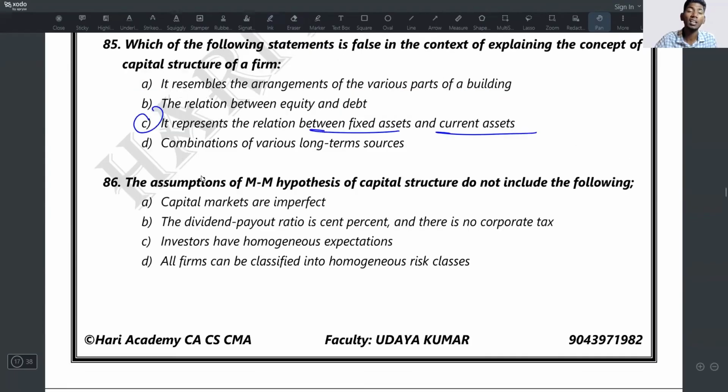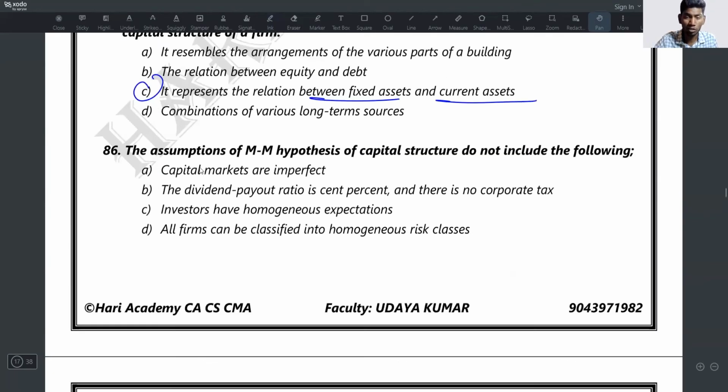Moving to question number 86. The assumptions of the hypothesis of capital structure do not include the following. Again, here they are asking about the assumptions. For option A, capital markets are imperfect. How can capital markets be imperfect in the hypothesis, right? So option A is the right option. You need not think about it multiple times. Just go with the flow.